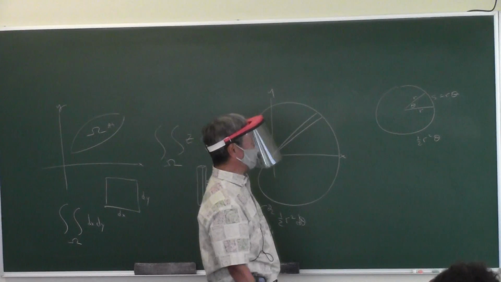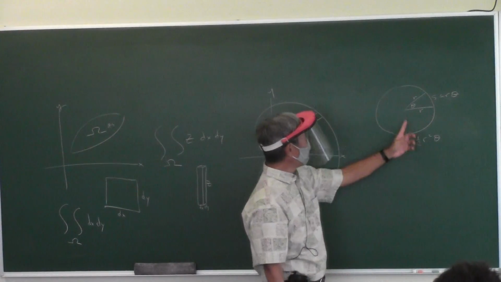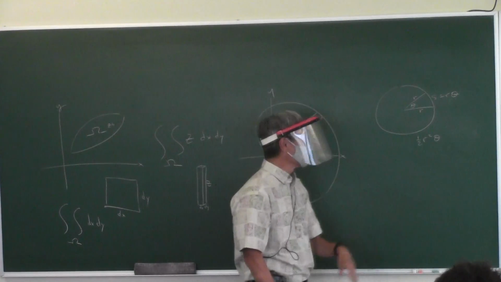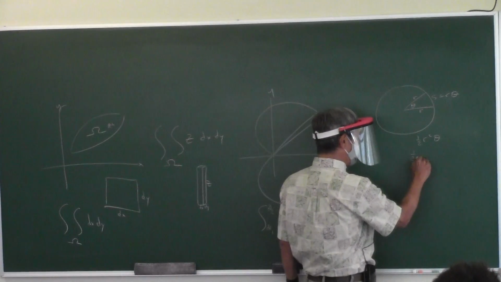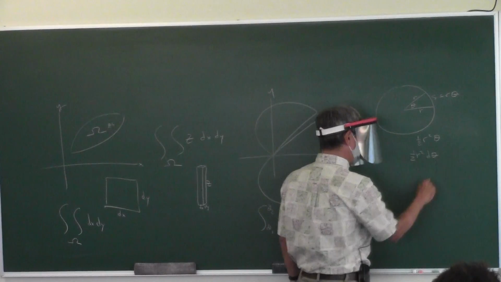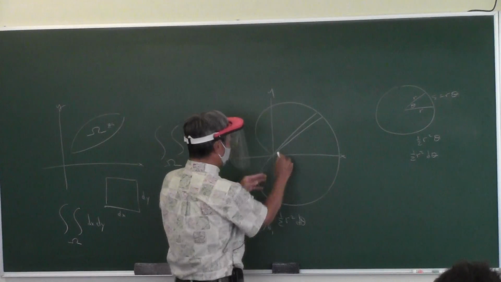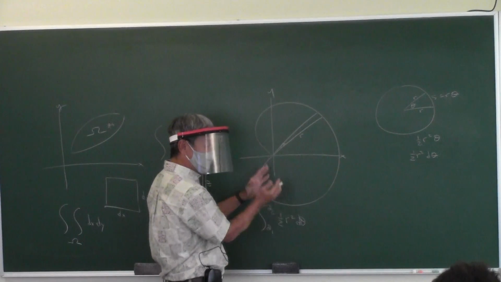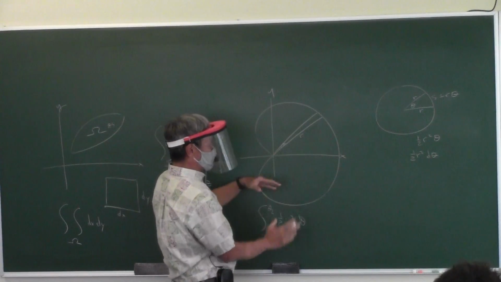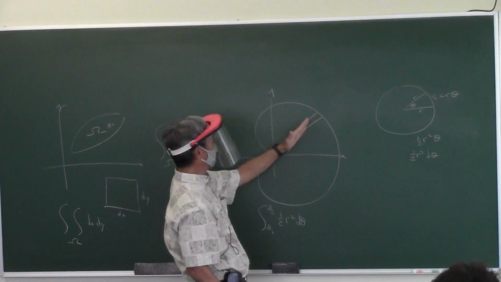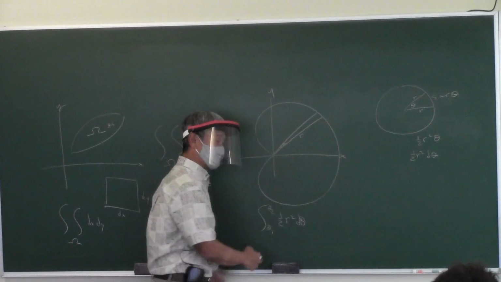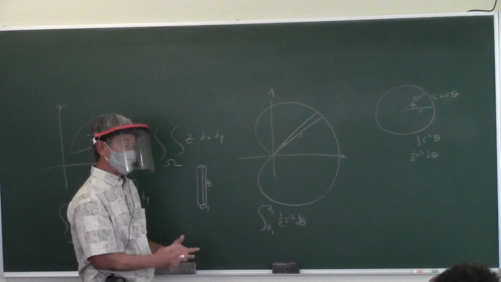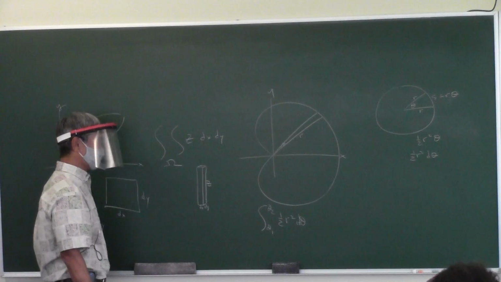But what happens if this angle is infinitesimally small? Then it's going to be 1/2 r squared d theta. That's what that is. See? d theta r, and then you add up all of these really, really thin sectors from theta 1 to theta 2. That's what an integral does. You just add up an infinite number of things, right?